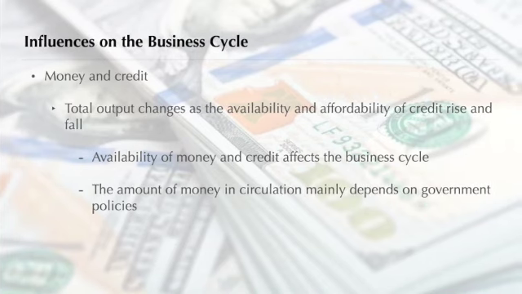The availability of money and credit also affects the business cycle. The amount of money in circulation depends mainly on government policies. Individuals and businesses generally borrow more money to make purchases when interest rates are low. When interest rates are high, borrowing tends to fall. Thus, total output changes as the availability and affordability of credit rise and fall.